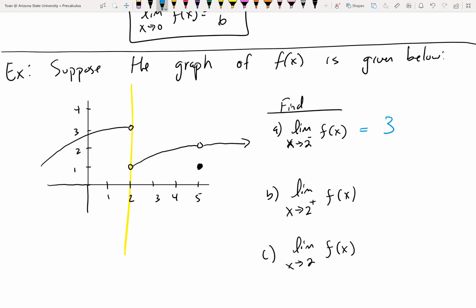3. If we do the same thing for part B, approaching 2 from the right, I'm going to trace the graph from the right going leftwards to 2. What y value is it trying to get towards? Well, it's trying to get to y equals 1.